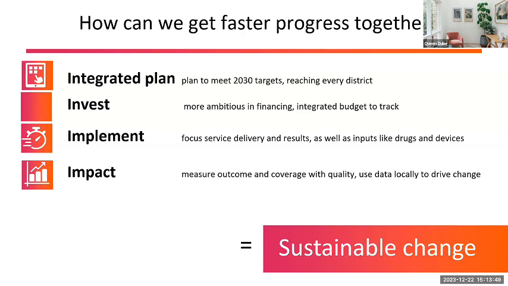If we can only have a robust integrated plan, have the right investment, start to implement and measure what we're implementing, improving as we go along, surely we will have sustainable change.